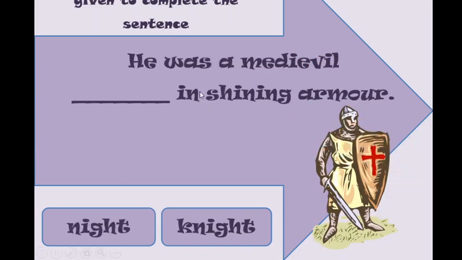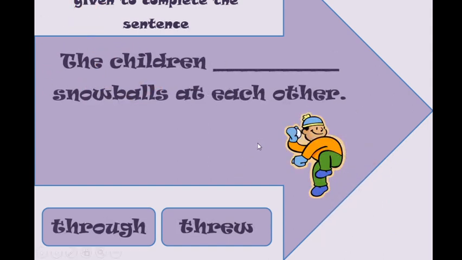The next sentence is: he was a medieval knight in shining armor. What is this? Is it a night, like when you see the moon and the stars, or is it a knight, like a warrior? So I think your answer is this one, correct? I hope. Let's go to the next one. It says here, the children threw snowballs at each other. So through or threw? Which one is this action they are doing?